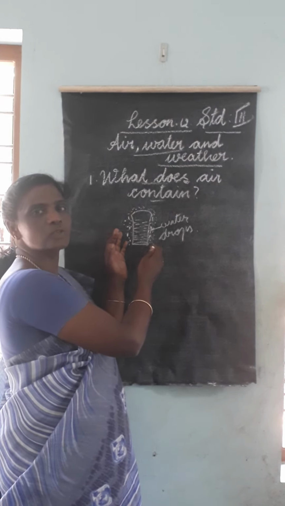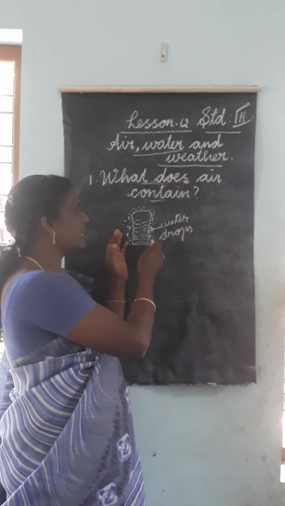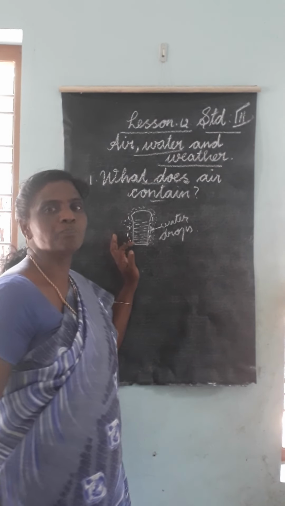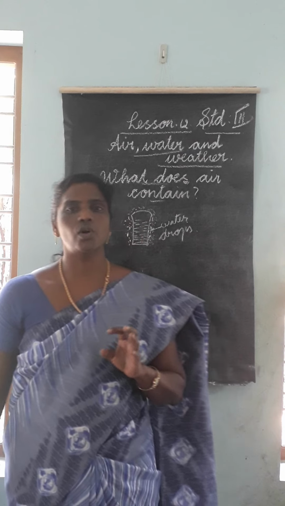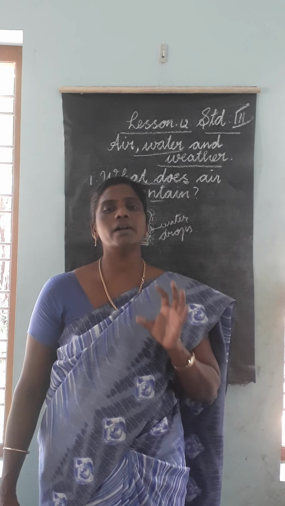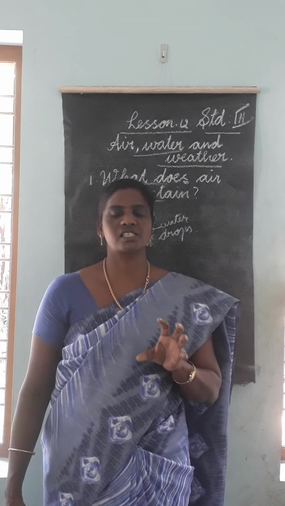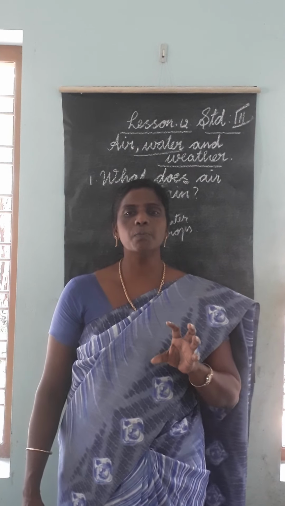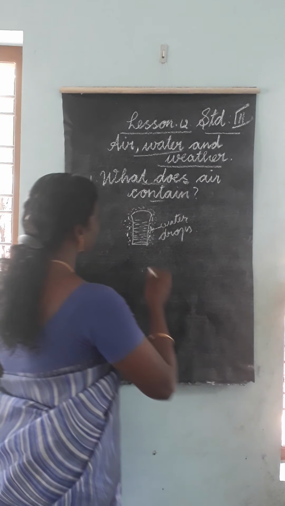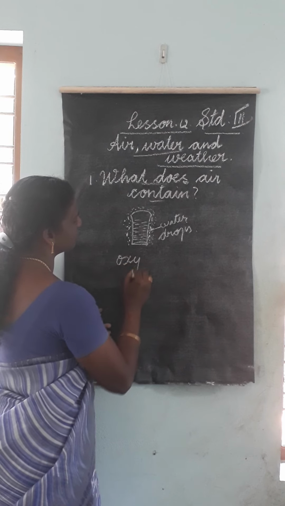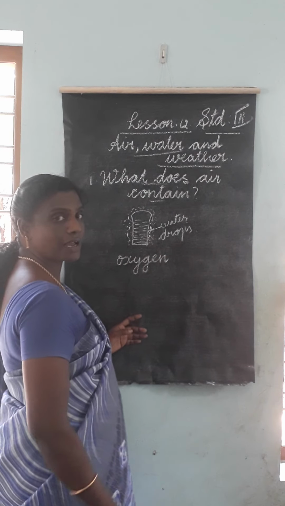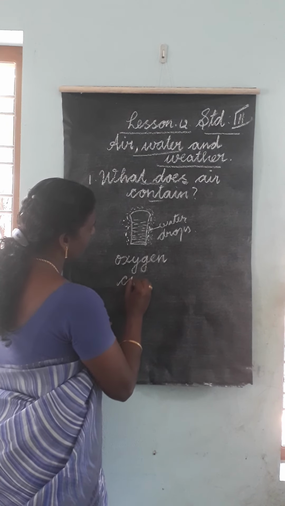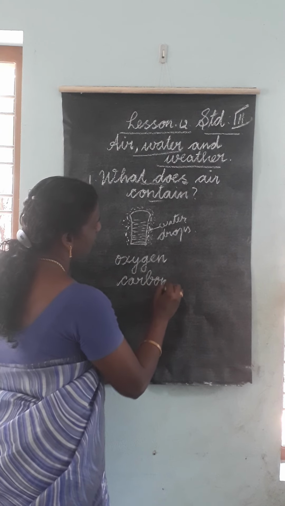So air contains water in the form of water vapor. Understand? All of you understand? So air also contains important gases. What are the gases? Air has many gases, but the important gases are oxygen and carbon dioxide, okay.